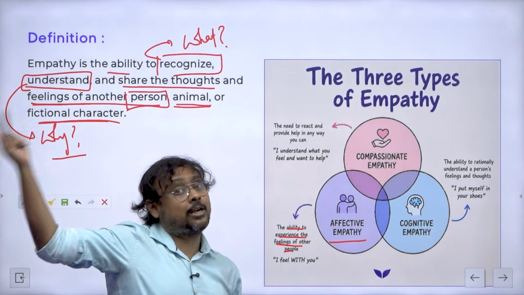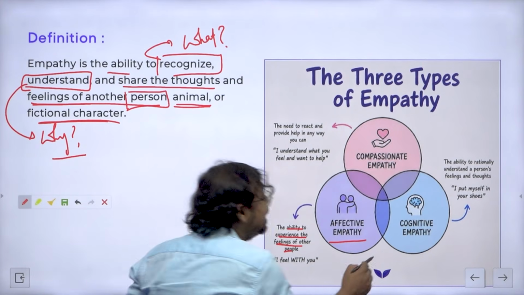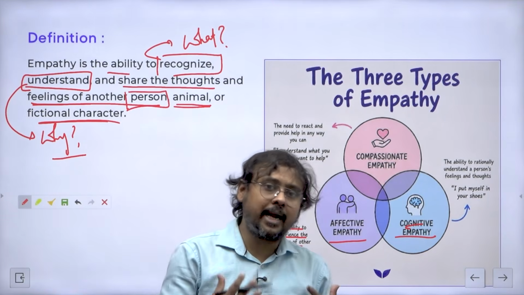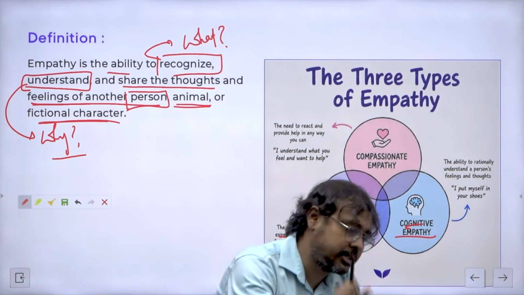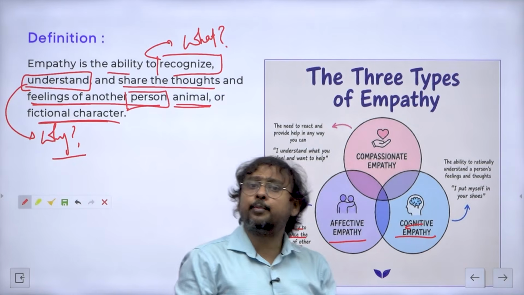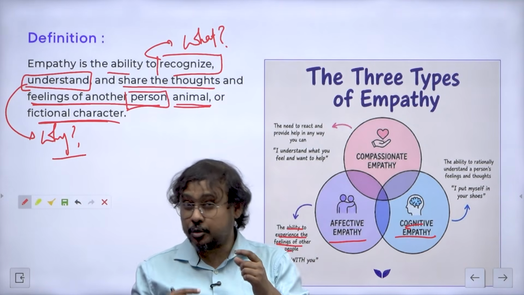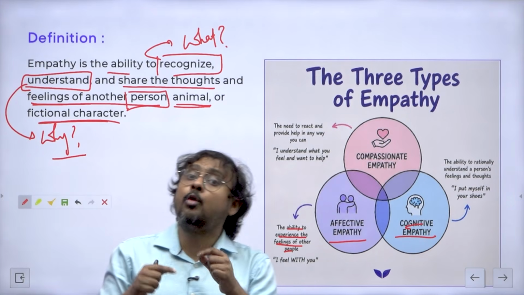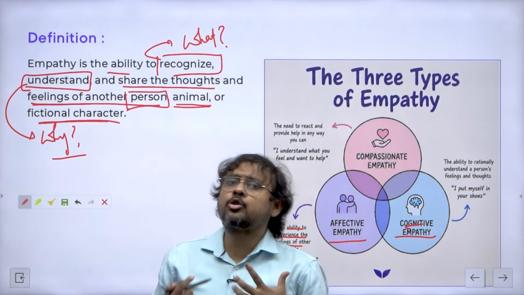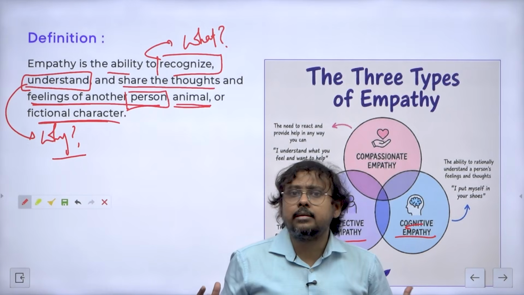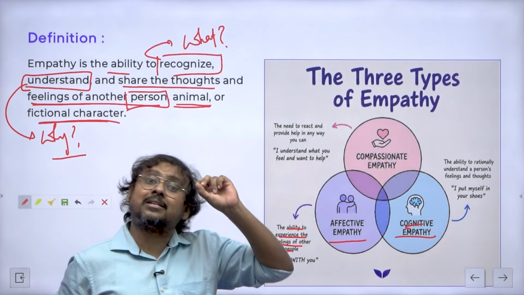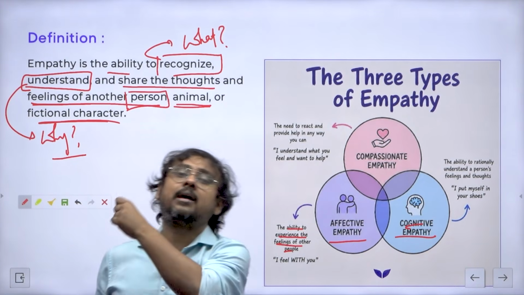Remember cognitive empathy. Cognitive empathy means the moment there is an emotional connect, you put yourself into that particular person's shoes. The moment you put yourself into a particular person's shoes, then you rationally try to understand what is the source of that particular person's pain, right? Or trouble, right? So here rationality comes into play, here reason comes into play, right?